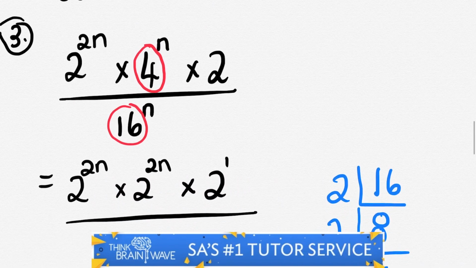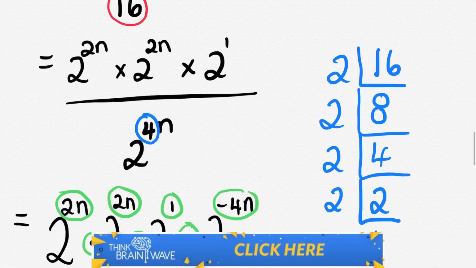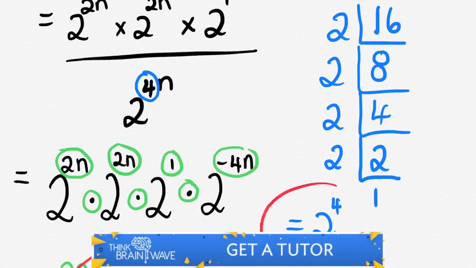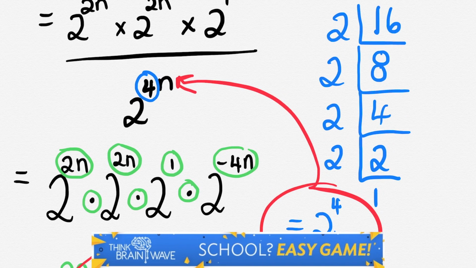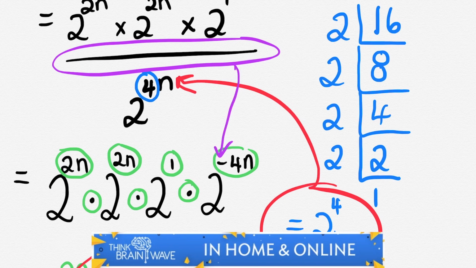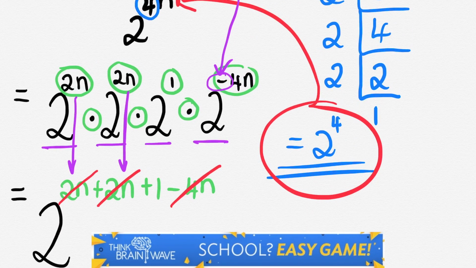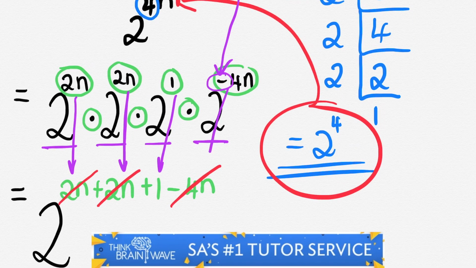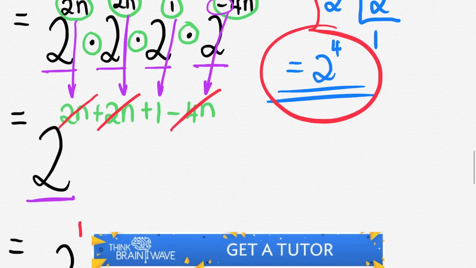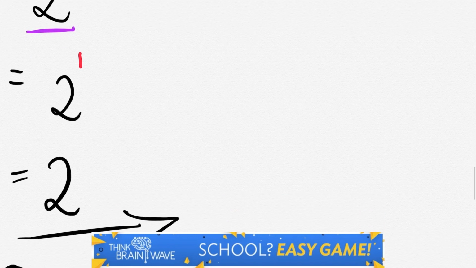Now let's look at, you've got 4 and 16. These are both numbers that 2 can be divided into. If we do the prime factors of 16, we see that you can get 2 to the power of 4. So we write 2 to the power of 4 to the power and times that by n. The divide sign means that when you bring the 2 to the 4 up, it becomes a negative. And now we've got all the same bases. So we can add exponents because everything's being multiplied together. 2n plus 2n plus 1 minus 4n. So the 2n, 2n, and 4n cancel, leaving you with 2 to the power of 1. That final answer is just 2.